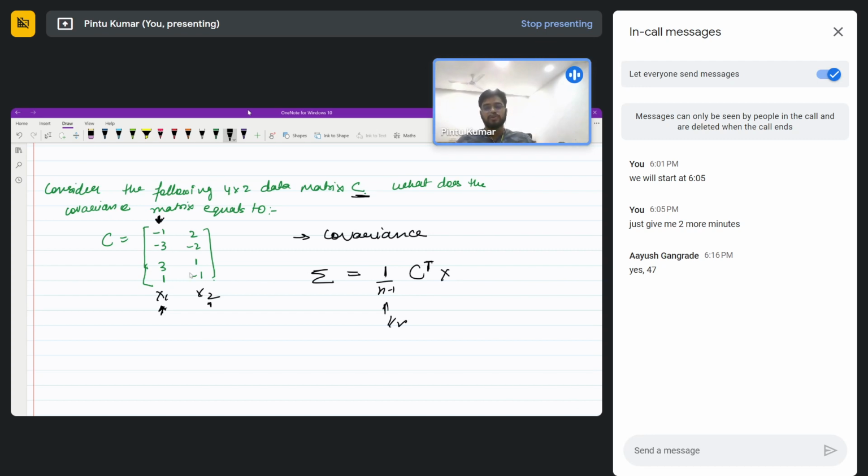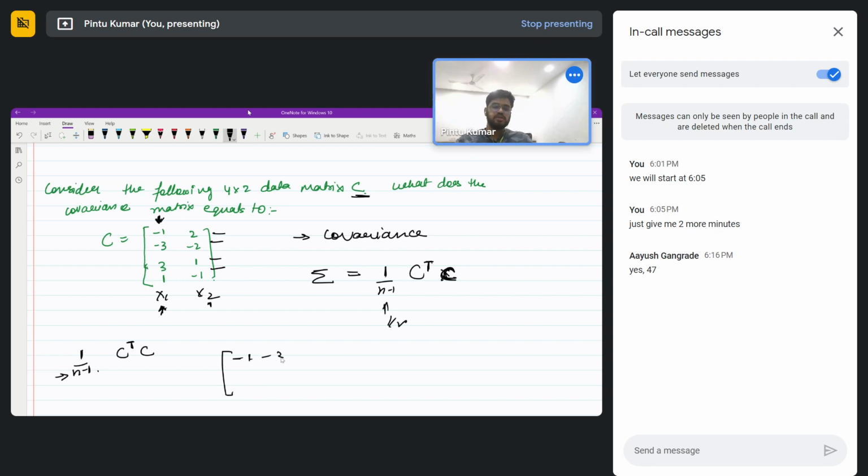Okay. So now for this example, this is C. So how do you calculate the covariance matrix? You just need to do C transpose C and multiply it by 1 upon n minus 1. What is n over here? n is 1, 2, 3, 4. n is your number of data points, that is, the number of rows. So let's calculate C transpose C.